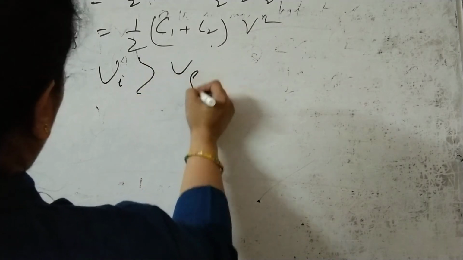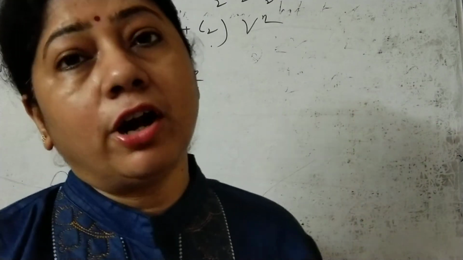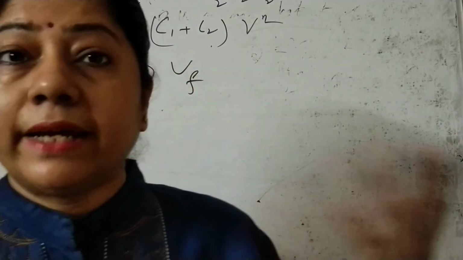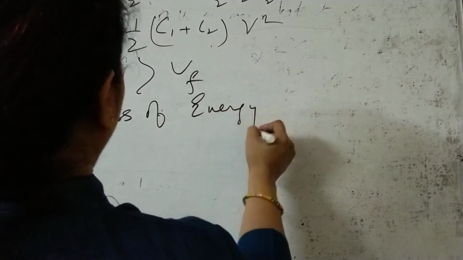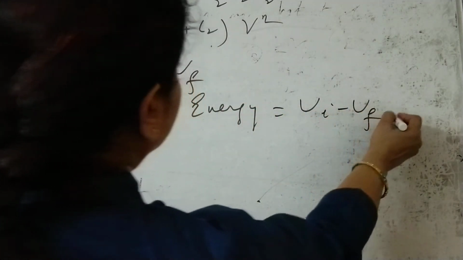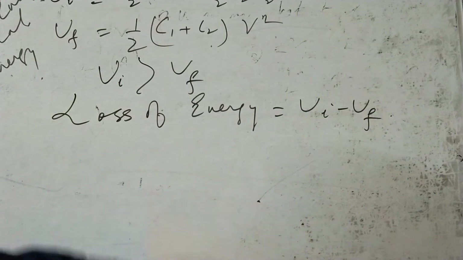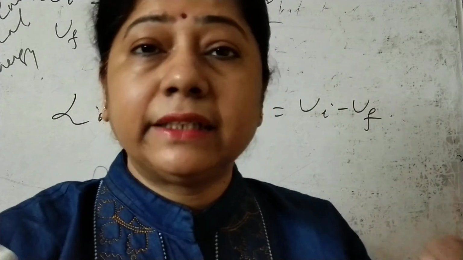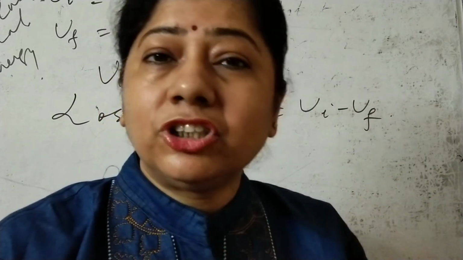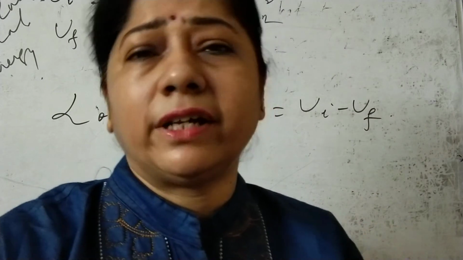Many times they give the question: show that Ui is greater than Uf. It means you have to show that initially, when they were not connected, their energy was more, but after they have been connected, their energy is less. So there is a loss of energy. Loss of energy can be given in terms of Ui minus Uf. There may be times when you take two conductors connected by wire, the wire gets heated up, or there is a sound; there is a wastage of energy.